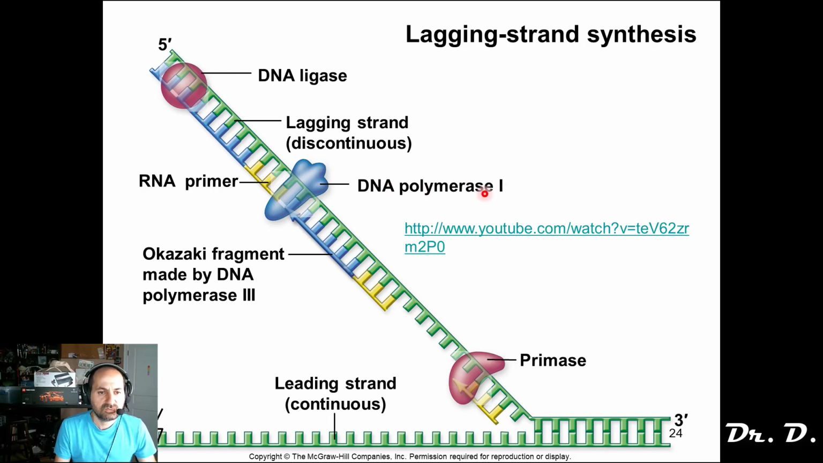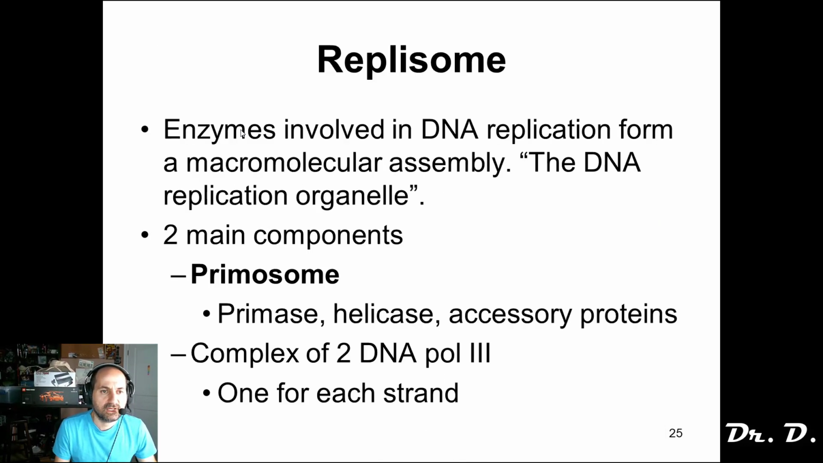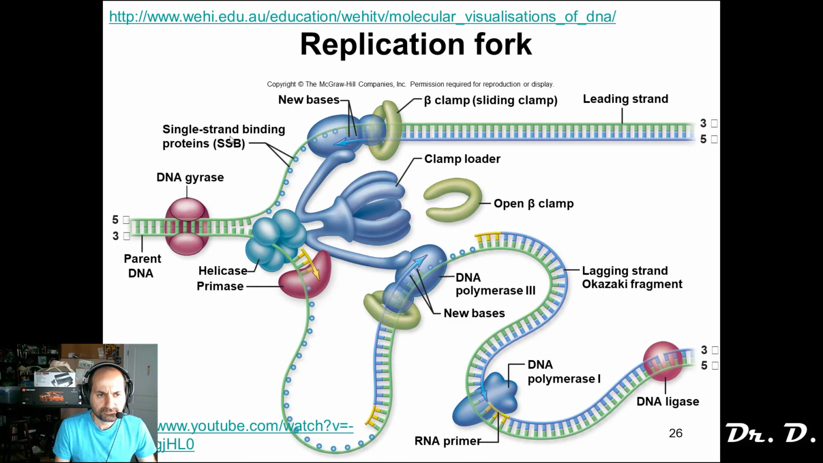Then DNA polymerase 1 attaches. It chops out the primers and replaces the primers with DNA. And finally, to link the Okazaki fragments, DNA ligase attaches, linking the two Okazaki fragments. Okay, so that is the process of lagging strand synthesis. What else do we need to know about?